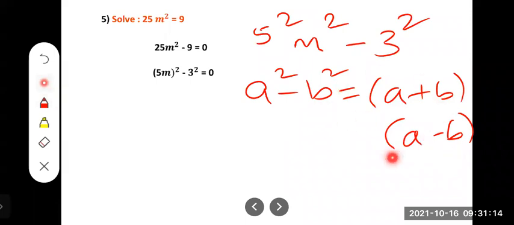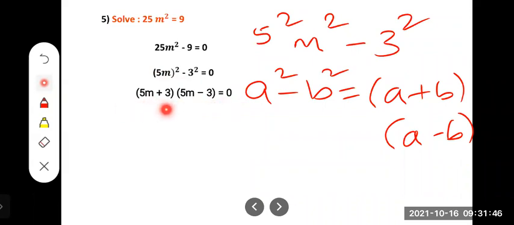So substitute this identity over here. What will be a here? 5m. What will be b? 3. So a plus b into a minus b, how we will get here? 5m plus 3 into 5m minus 3 equal to 0. What is our aim? We have to find the m value. Is it clear, children? Yes.